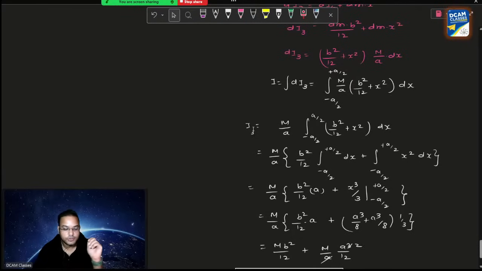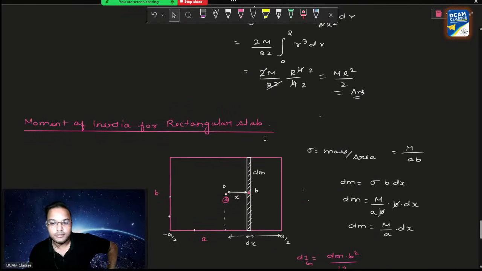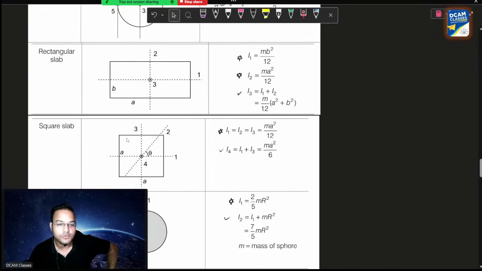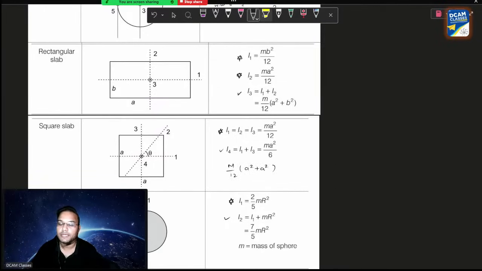Everyone okay? See, just observe it. Now, for the square, it's actually easy. If they want you to find out the moment of inertia about this axis 4, the both sides are same, a and a. In the result, if you put m by 12 into a square plus b square, here you have to take a and b as equal. So 2m a square by 12. So the answer will be m a square by 6. That's all.